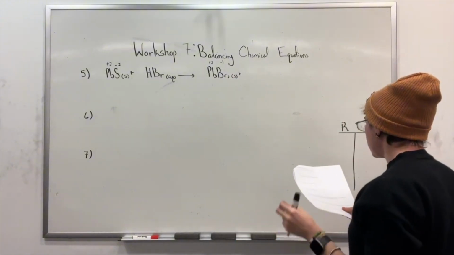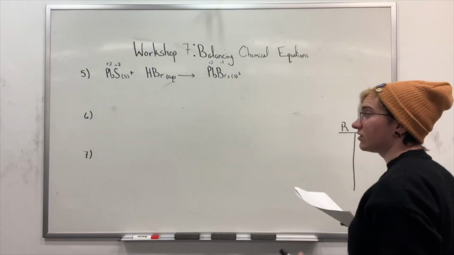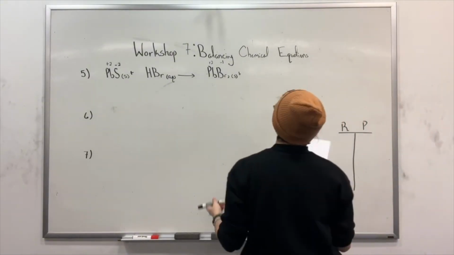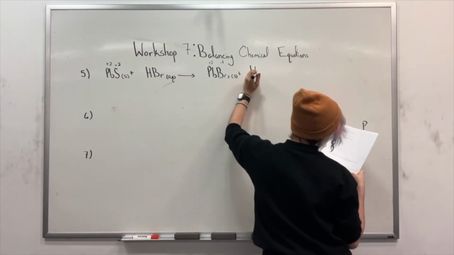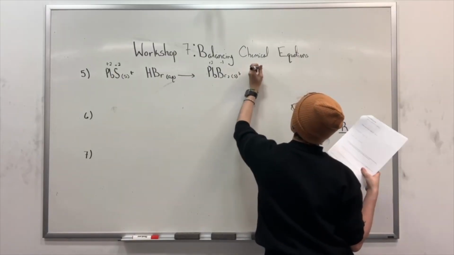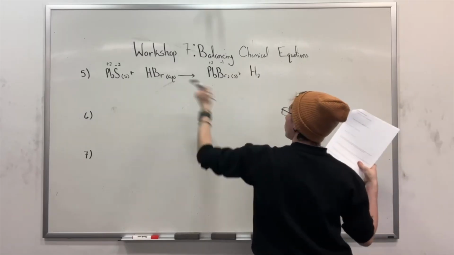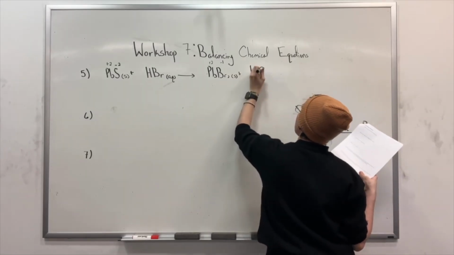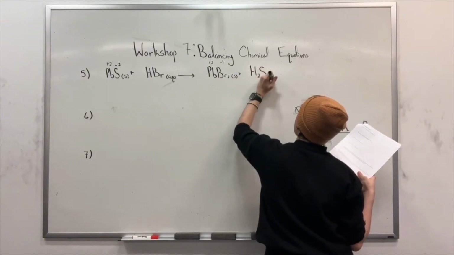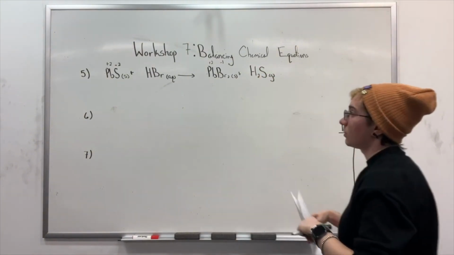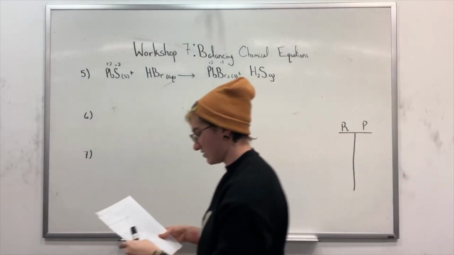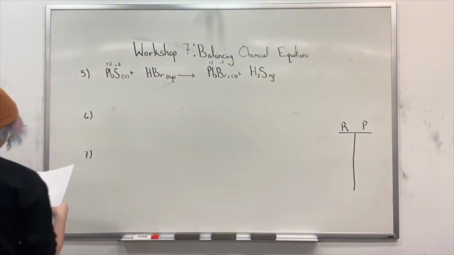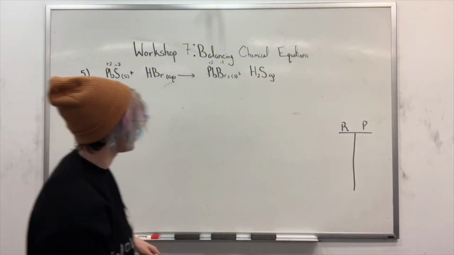And dihydrogen monosulfide gas. We're seeing prefixes, we know it's a molecular compound. Dihydrogen, so H2. Monosulfide, sulfide would be sulfur, just like it was in the lead sulfide. Mono meaning 1, and it is gaseous. So PbS plus HBr becomes PbBr2 and H2S. So now we can focus on balancing this.